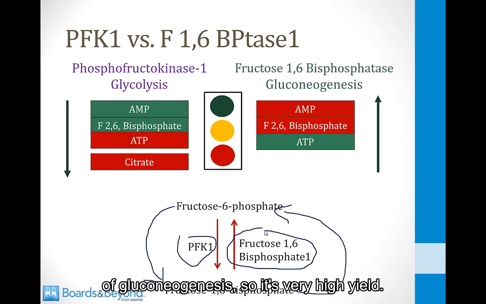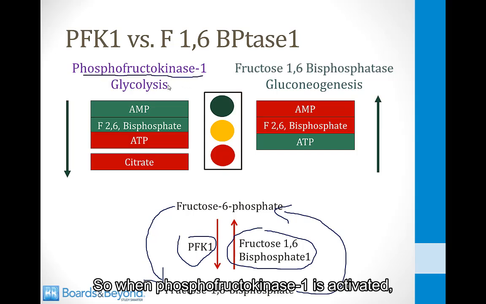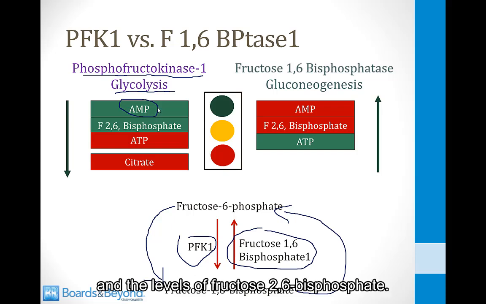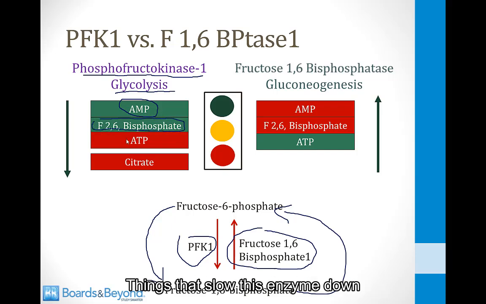So it's very high yield if you can remember what makes these two steps go or slow down. So I've drawn it on the screen as a stoplight with things that make each enzyme go and things that make each enzyme stop. So when phosphofructokinase 1 is activated, that will favor glycolysis, and things that activate this enzyme include the levels of AMP and the levels of fructose 2,6-bisphosphate. Things that slow this enzyme down include ATP and citrate.